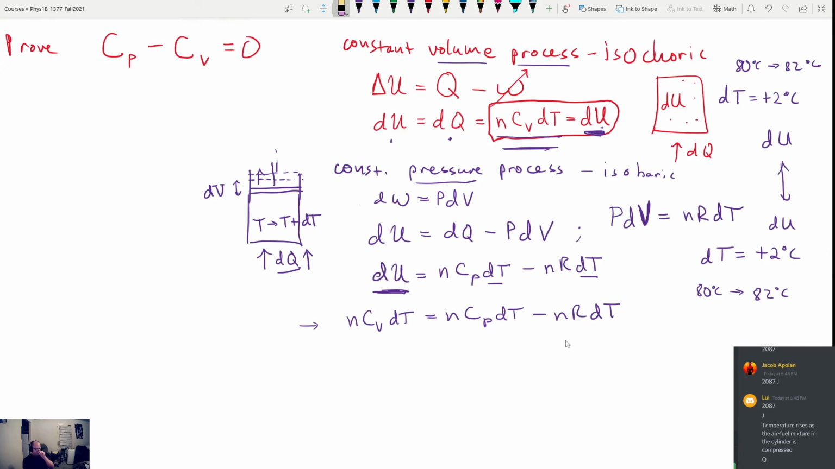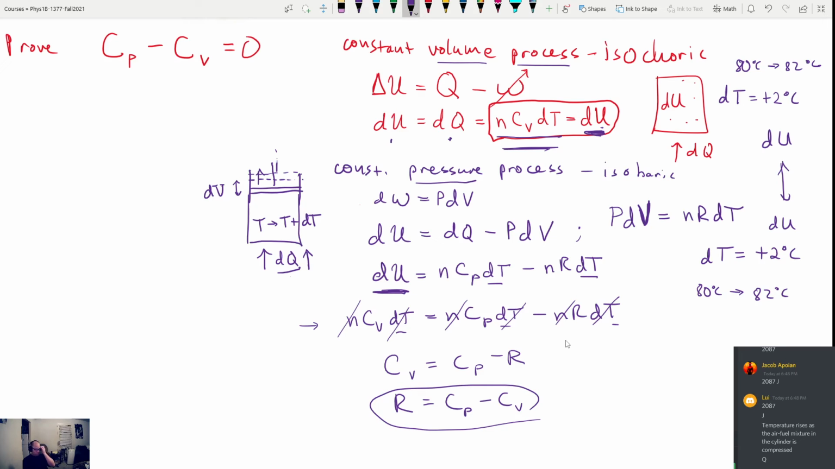Okay. Now, those of you that are paying close attention can probably tell that we can massively reduce this equation, right? Because every term has a dT. We can cancel all those out. And every term has an n, which we can cancel out as well. So we're left with just CV is equal to CP minus R, which if we rearrange it tells us that R is equal to the difference between CP and CV, and that's pretty handy. All right. Anyone have any questions?